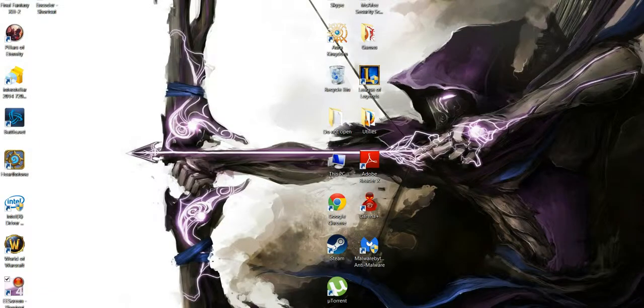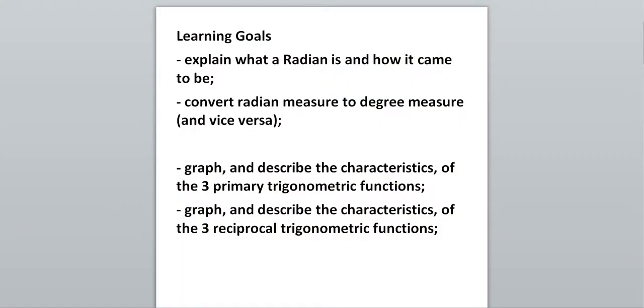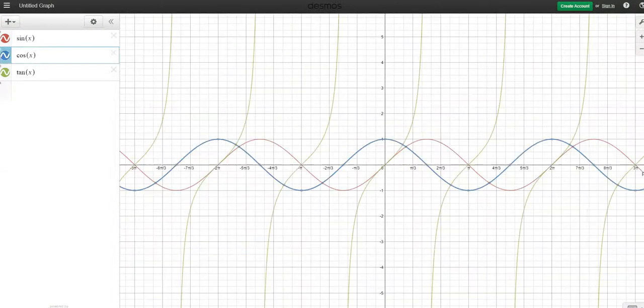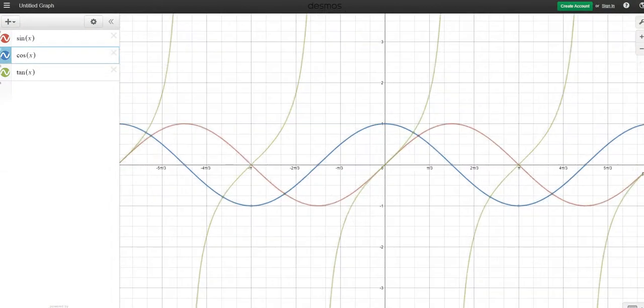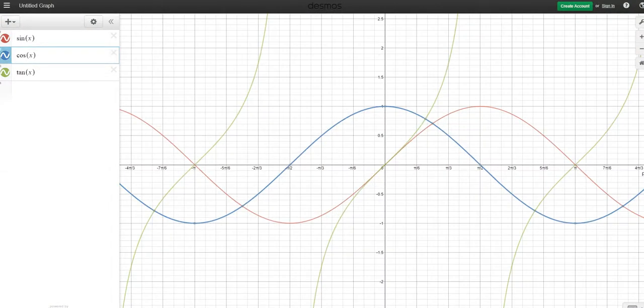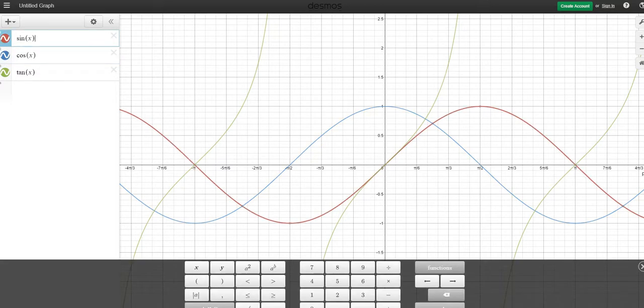Ladies and gentlemen, today we'll continue with our lesson. We'll learn how to graph and describe the characteristics of the 3 primary trigonometry functions and the 3 reciprocal functions. First of all, we'll take a look at this graph. This is the 3 primary trigonometry functions. Now we'll begin with sine.